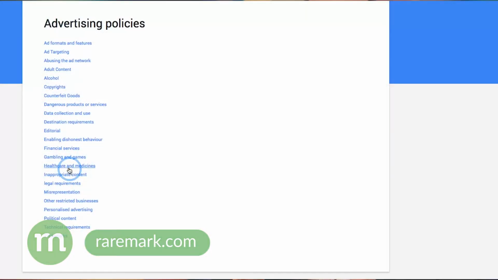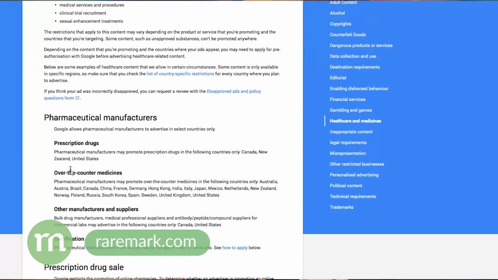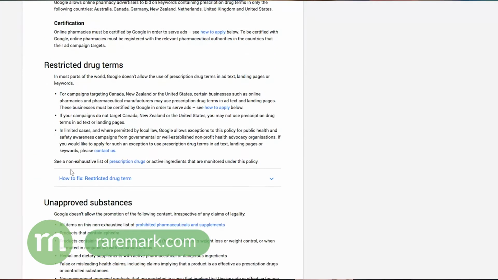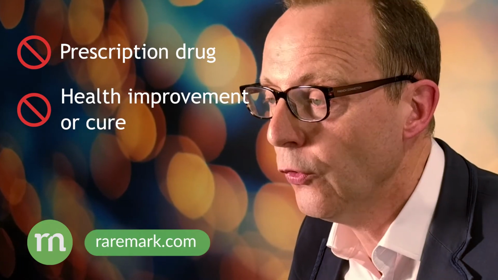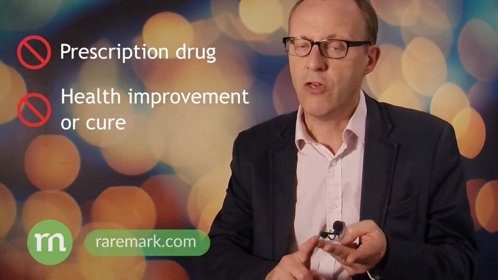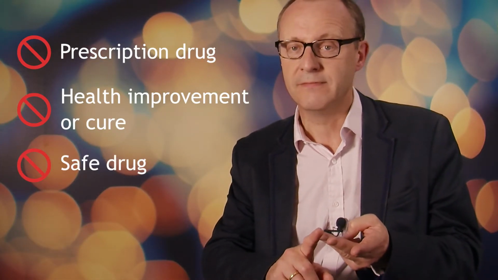A challenge for online advertisers is understanding what's acceptable to the advertising channel and conversely what isn't okay. For Google, for example, clinical trial advertising falls within their restricted content category, meaning material that can be advertised but with limitations. So, out of bounds for Google is any language that refers to a prescription drug, the possibility of a health improvement or a cure, and also any implication that a drug could be safe.